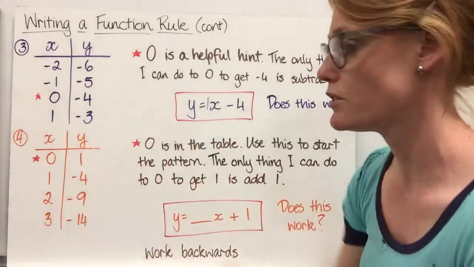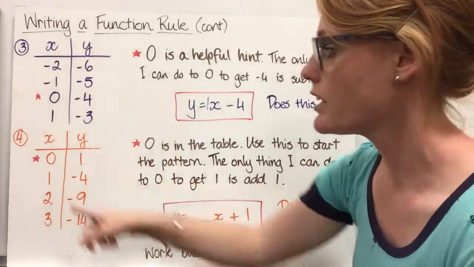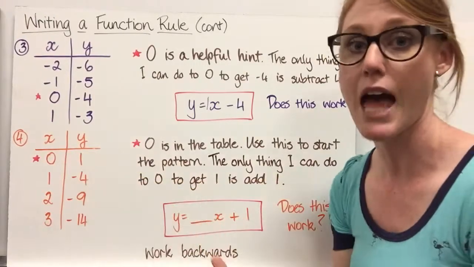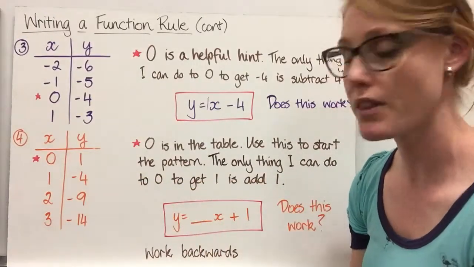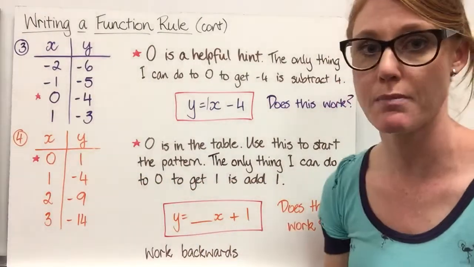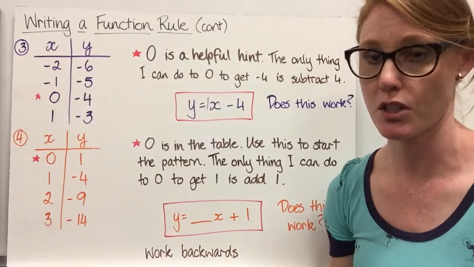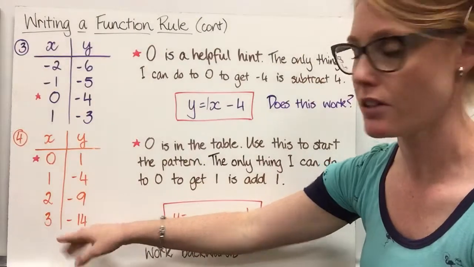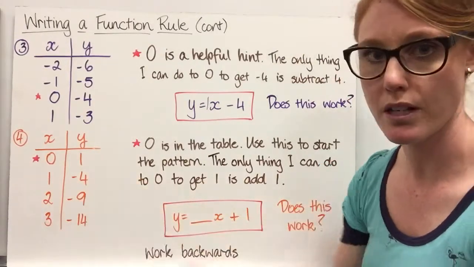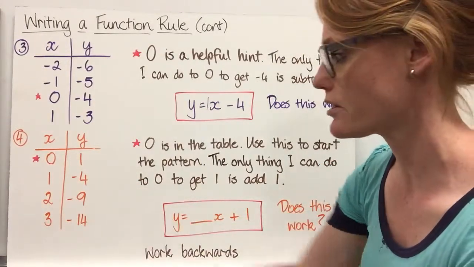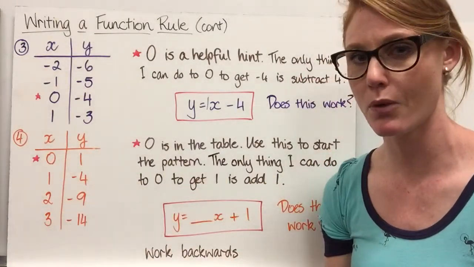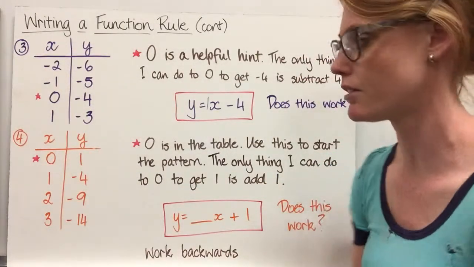So that's what we're going to use to start our pattern. The only thing that I can do to 0 to get +1 is to add 1. So I know that plus 1 is going to be the constant in my function rule. But if I add 1 to the other x values, let's see if it works for the corresponding y values. If I have 1 plus 1, it doesn't give me -4. So I'm going to need to rethink it a little.